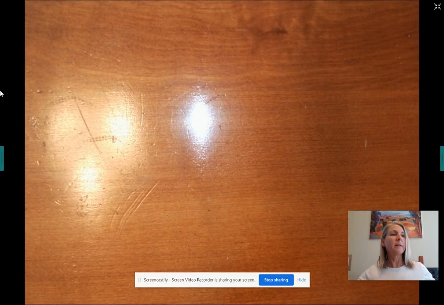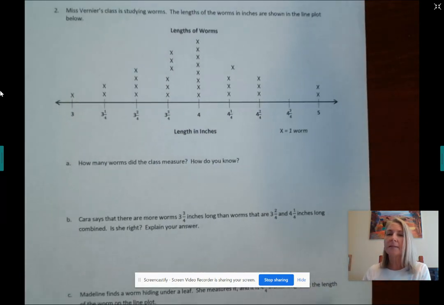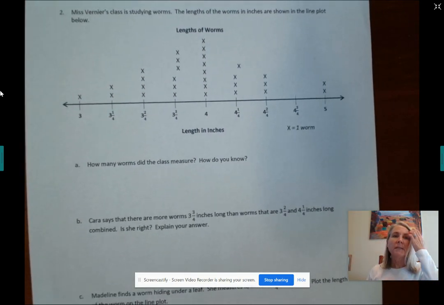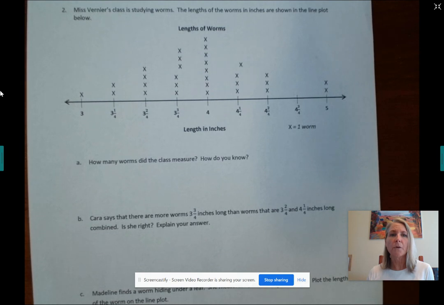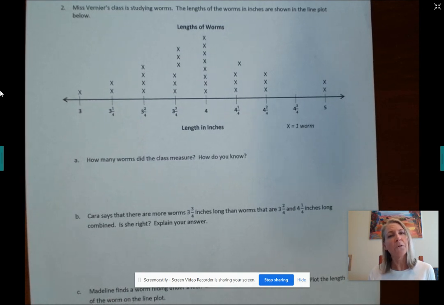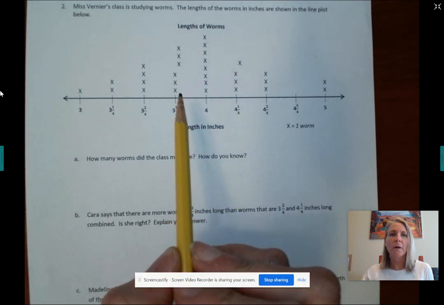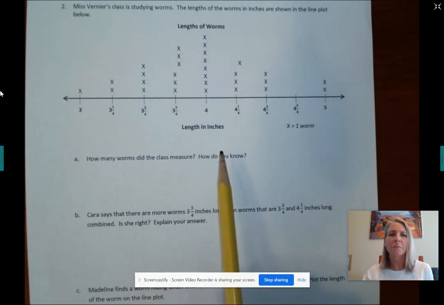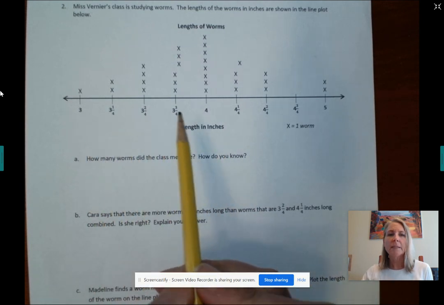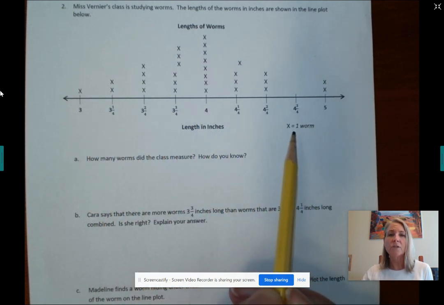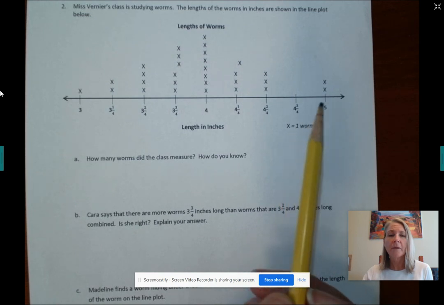The next page of lesson 6 is here. Mrs. Vernier's class is studying worms. Fascinating. The length of the worms in inches are shown in the line plot below. Wow, that's lots of worms. And it looks like we have a few plotted points that maybe got misprinted. This is looking a little wonky to me here, and I think that guy's supposed to be over here too. We have lengths in inches down here. Each X is equal to 1 worm.